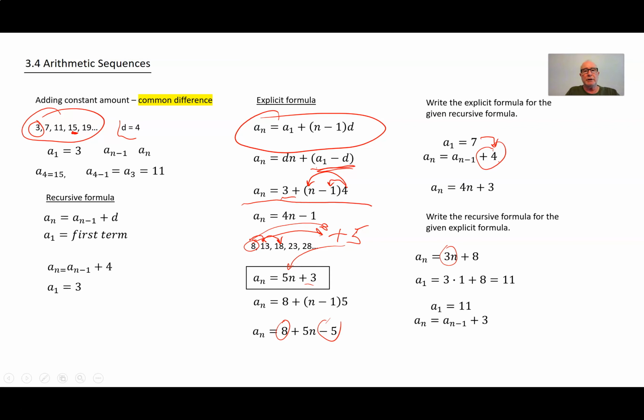So there's our quick review of section 3.4.